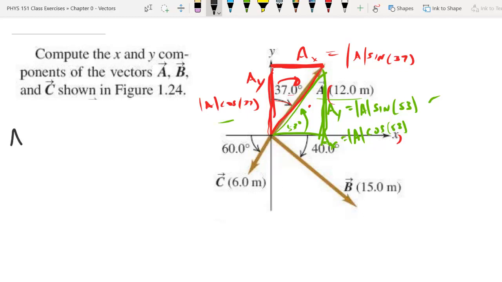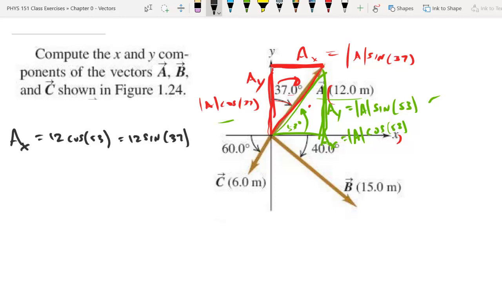Here AX is going to be, now the magnitude is 12, so this is 12 times the cosine of 53, or this is 12 times the sine of 37. And by the way, I'm using reference angles here as well. If we had something in another quadrant, we'd adjust. We'll see this in a minute.